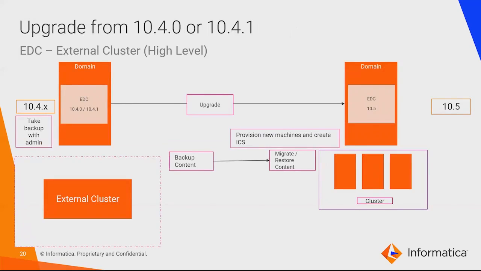So a quick overview on the steps required for upgrading from 10.4 or 10.4.1 to 10.5. The first diagram we'll look at is for the scenario where you have an external cluster. You obviously start off with your backups that you'll take in 10.4. You will then upgrade the binaries to 10.5, so that's for the Informatica side. From the cluster side, you'll take your backup of your external cluster, after which you'll migrate and restore that to the Informatica cluster.